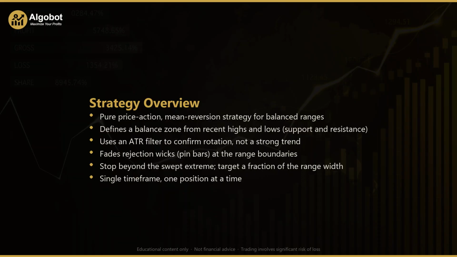To make sure it only acts in genuine rotation, the strategy adds a balance filter built on the average true range, or ATR. If the width of the range is wider than a chosen multiple of ATR, 6 times by default, the market is probably trending, and the EA stands aside rather than fading a strong move.